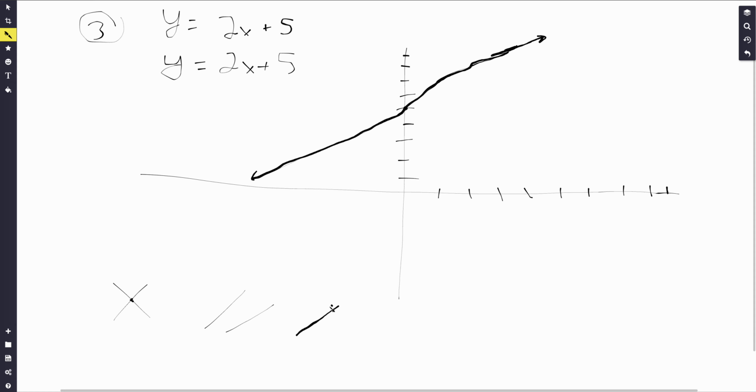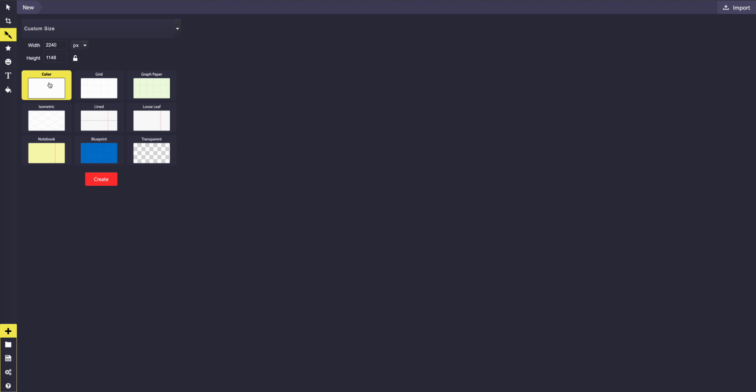So yeah, that's how you can solve systems of equations graphically. Now let's go over how you can solve them algebraically. When you're solving algebraically, there are actually 2 methods you can use.